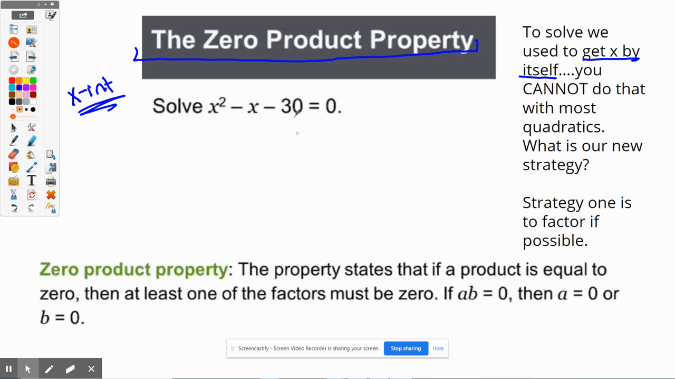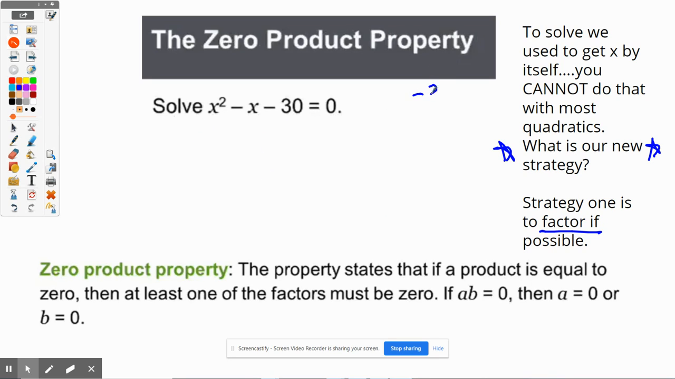However, what the heck are you supposed to do? I got an x squared and an x. Many students, the first thing they start to do when I say solve is they add 30 to both sides, and then you get stuck. There's nothing you can do because when you solve a quadratic, you frequently cannot get x by itself. So we're going to teach you some strategies. And the first strategy we're going to teach you is to factor. So if they say solve and you can factor, that's what you're going to do.